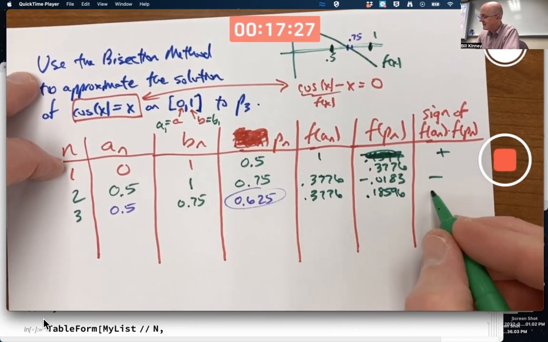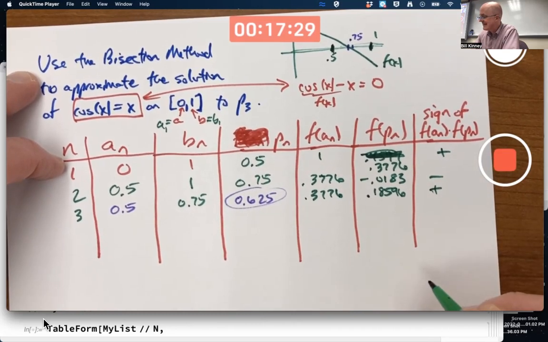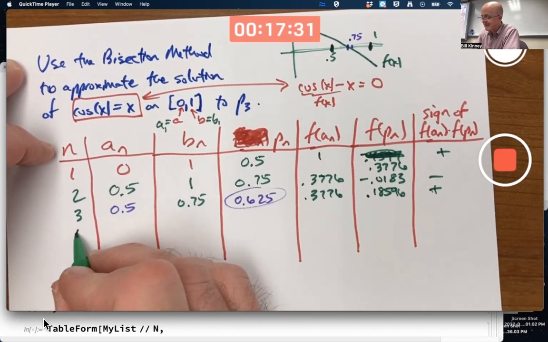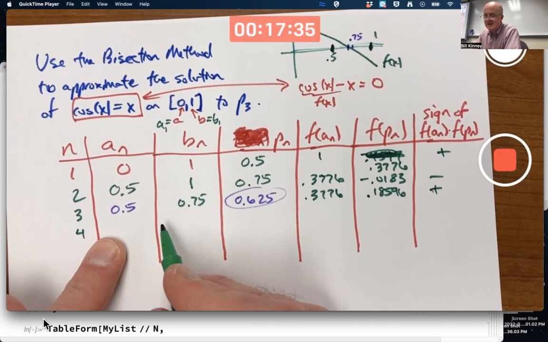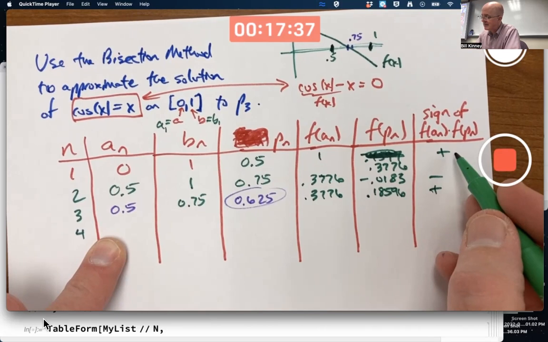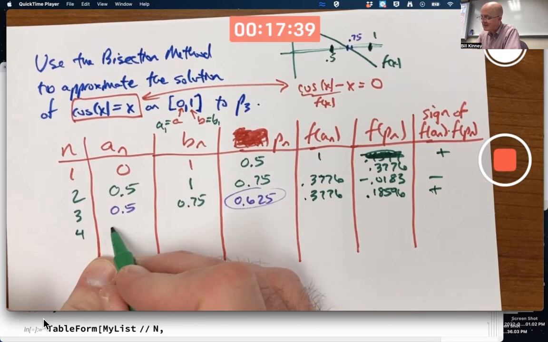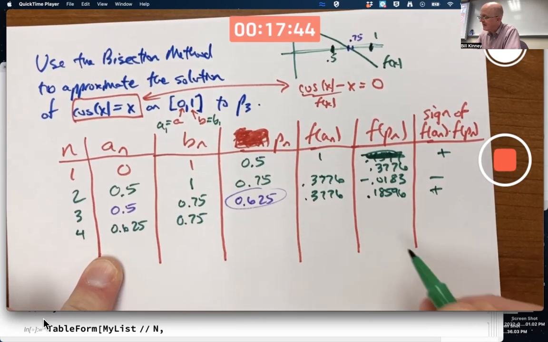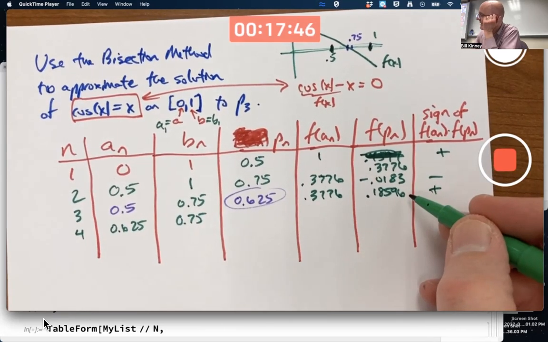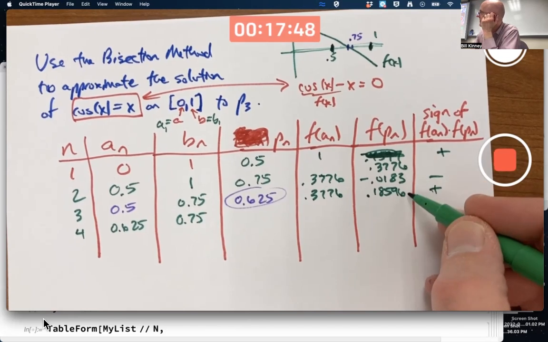This product is positive. So the next time we update the values of A and B, when it's positive, you update the value of A. A is going to be 0.625 and B will stay the same. But doesn't this seem bad? F of P2 is closer to 0 than F of P3 is.